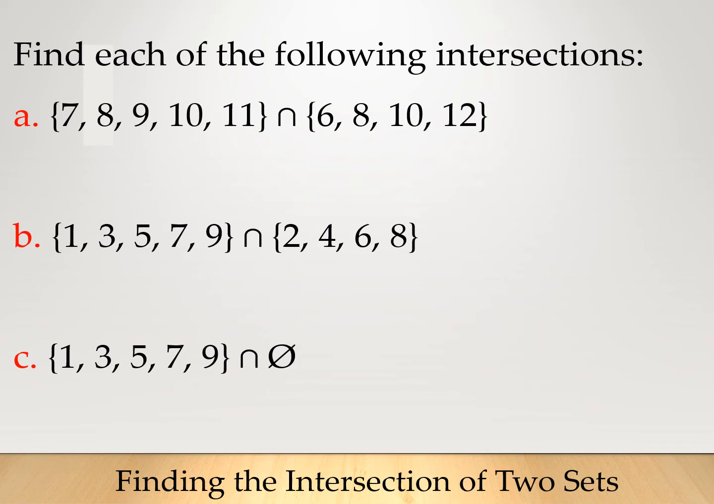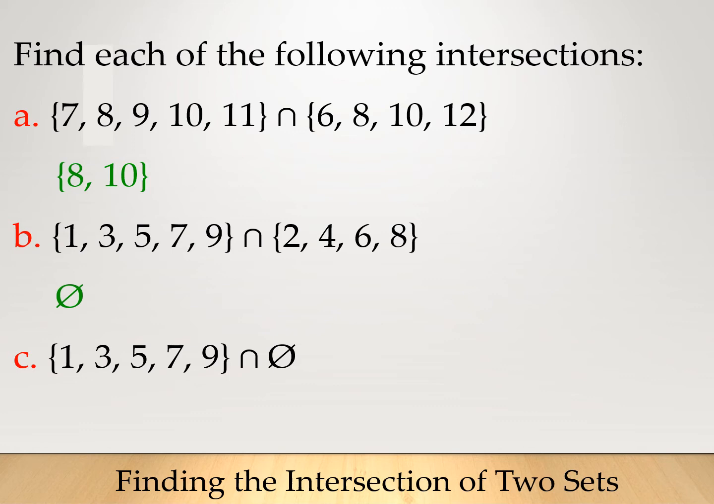Let us find each of the following intersections. So we have letter A, {7, 8, 9, 10, 11} intersection {6, 8, 10, 12}. So we have {8, 10}. So the elements common to both of the sets are 8 and 10. Then we also have letter B, {1, 3, 5, 7, 9} intersection {2, 4, 6, 8}. So we have a null set because there is no element common to both.